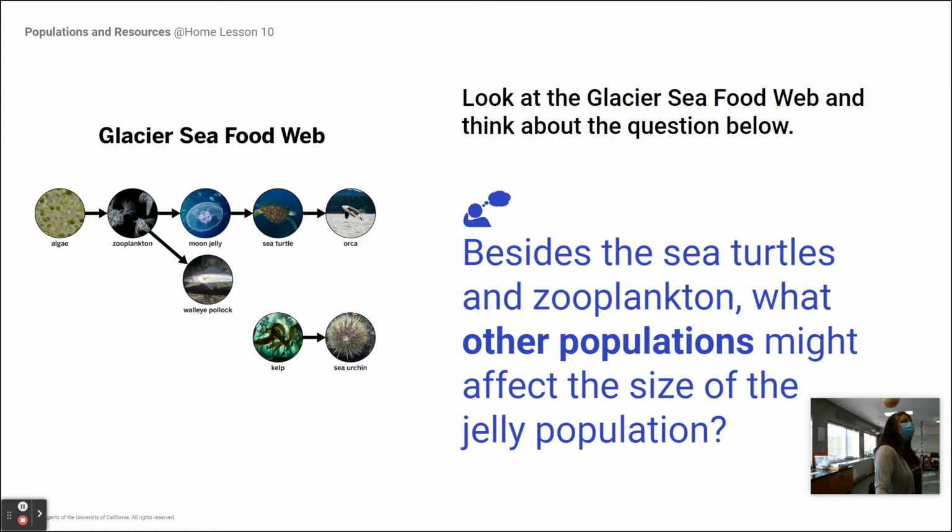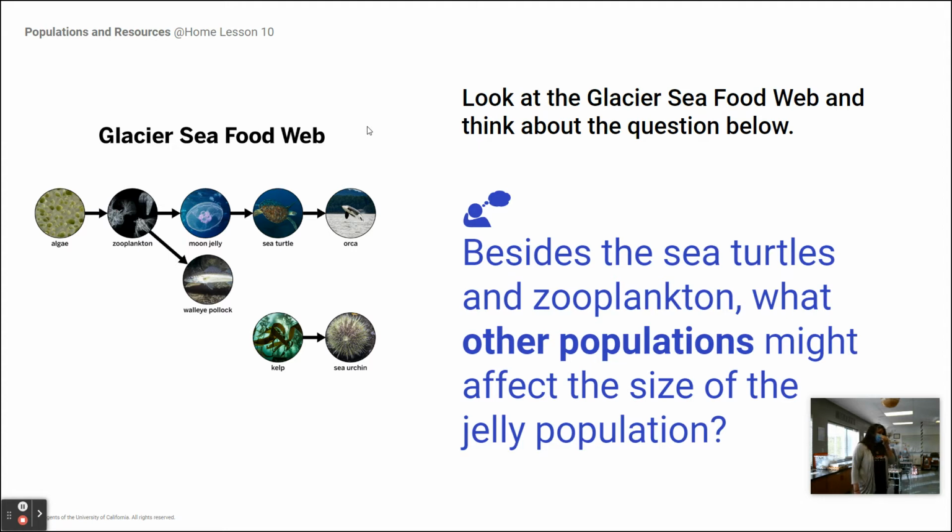All right, so look at the Glacier seafood web, the same food web that we've been using for the unit, and think about the question. Besides the sea turtles and the zooplankton, what other populations might affect the size of the jellies? Take a look at that food web. We've already talked about the zooplankton and the sea turtles, so which other populations could affect the moon jellies? Think about what you did in the sim. The walleye. Good. How come the walleye could affect the moon jellies?